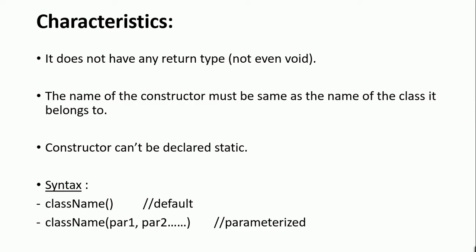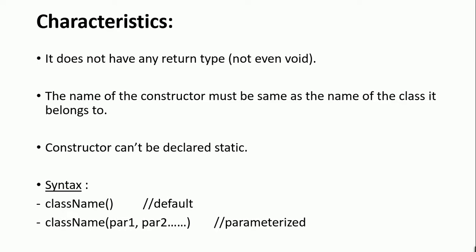Here we have some characteristics of a constructor. First, it does not have any return type. This is a very important point, that it does not have any return type, not even void, because a method can have a return type as integer, character, float, string or void, but a constructor does not have any return type.